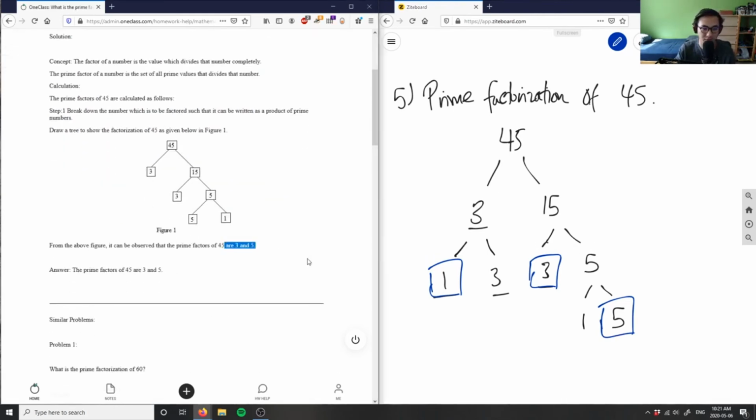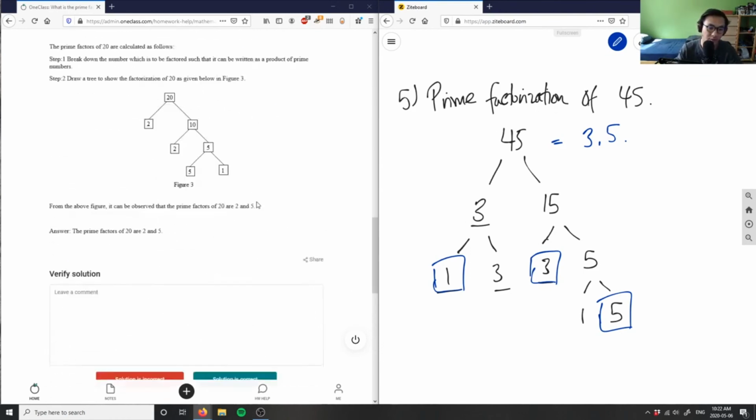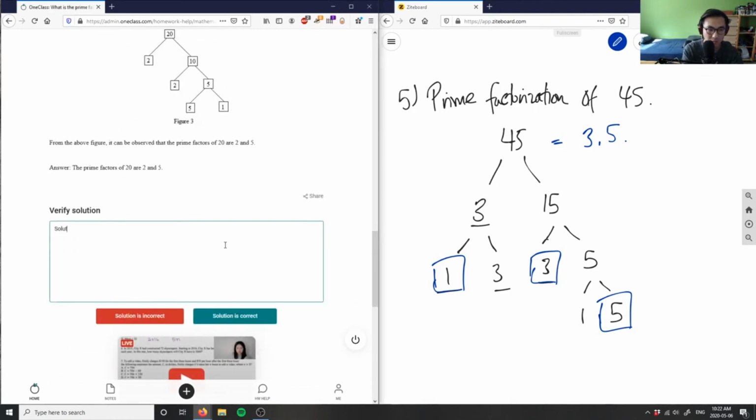And they got the solution correct. So we can say the answer equals 3 and 5, or 1, 3, and 5; 3 and 5 works as well. 1 usually doesn't count as a prime factor because it's assumed that 1 is a factor of all numbers except 0. So the solution is correct. Good analysis.